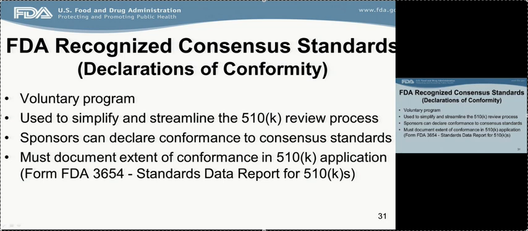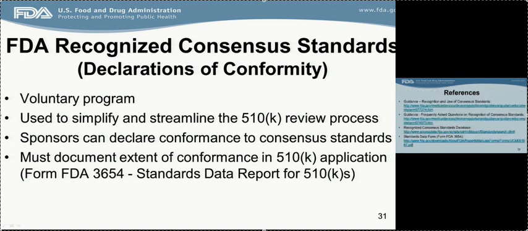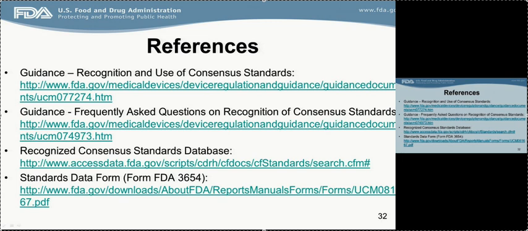Next, let's talk about FDA-recognized consensus standards. This is a voluntary program and is used to simplify and streamline the 510(k) review process. Sponsors can declare conformance to consensus standards in order to help their review process. Sponsors should document the extent of their conformance in their 510(k) application via the Form FDA 3654. If you have additional questions regarding the standards program, please refer to the following guidance.